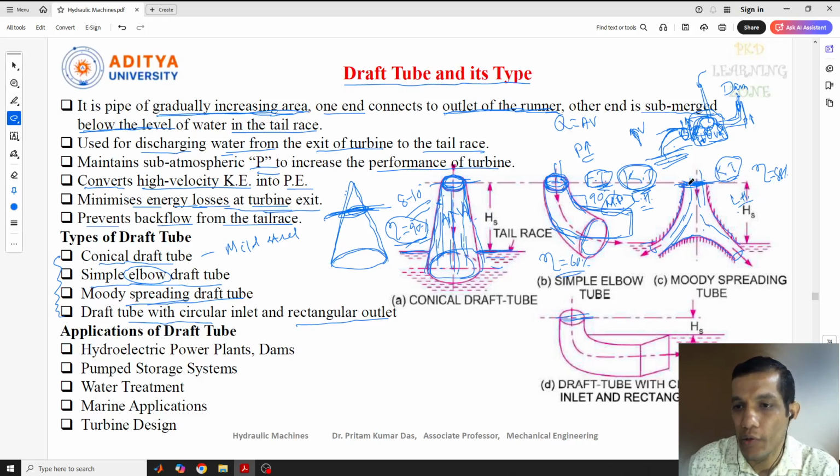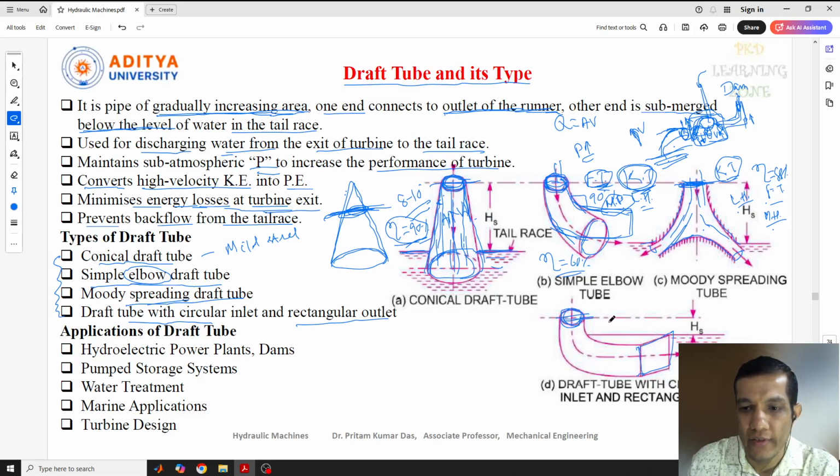If you use this draft tube for the Francis turbine, then we can use it at medium head position. Okay. The last one is the draft tube with a circular inlet and rectangular outlet. Here it is simple: the inlet is circular, but the outlet, if you see, is rectangular. So this is slightly different.